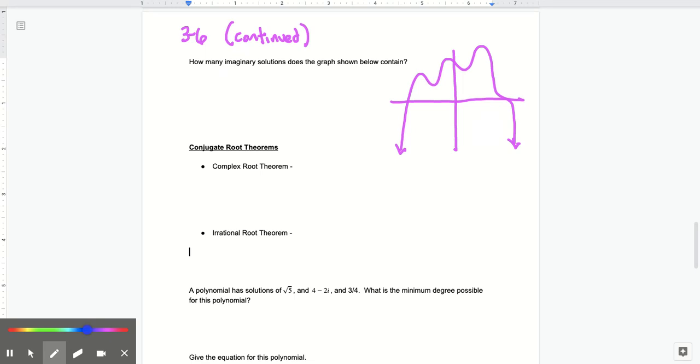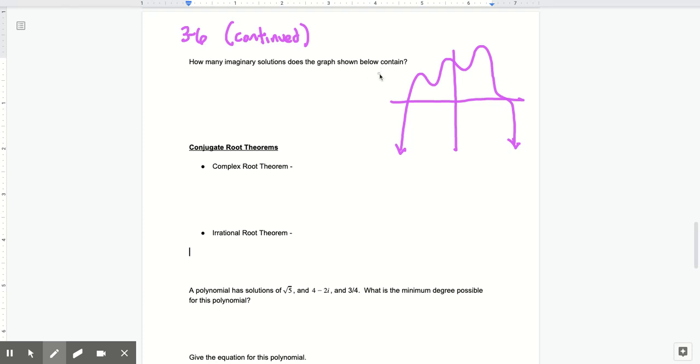All right, so here's the second part of lesson 3-6, just with a couple extra rules related to polynomials. I want to start out by practicing one more example like we did in the first part of our video. The problem says, how many imaginary solutions does this graph shown below actually contain?